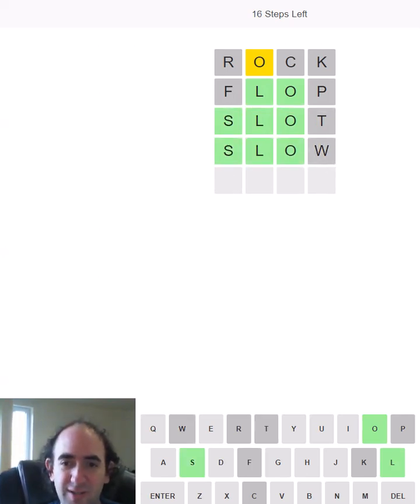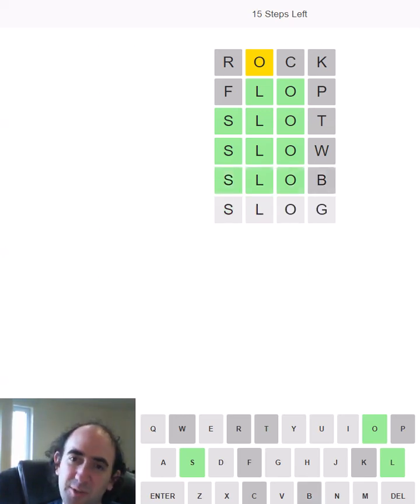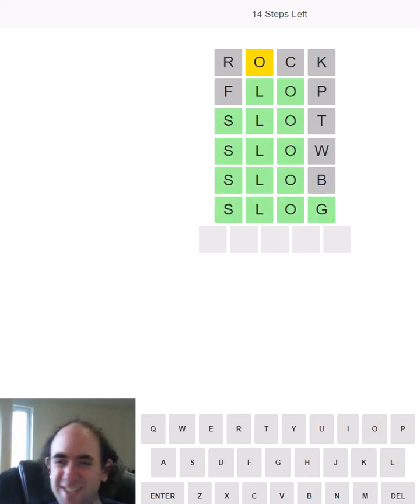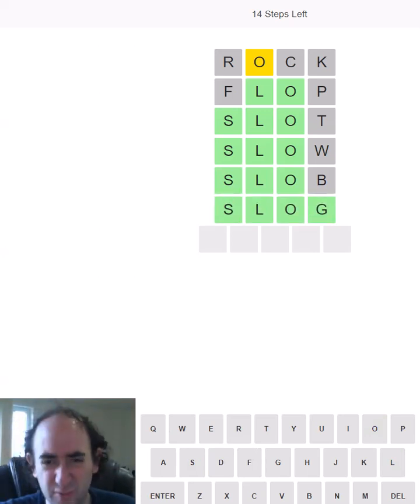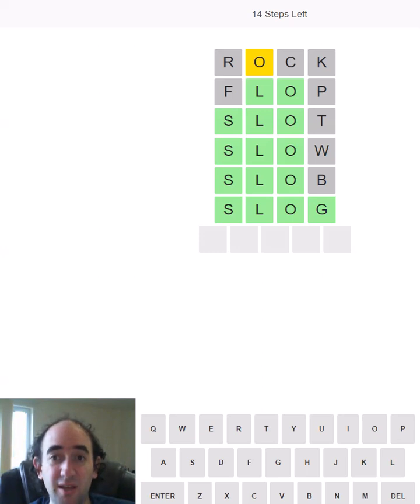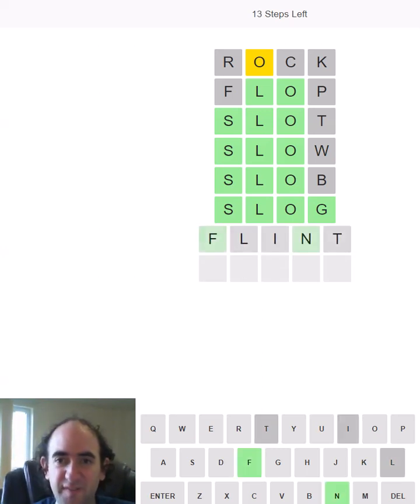Oh, I shouldn't have slowed down. And I shouldn't have been a slob. Let's hope the rest of the words are not a slog. It could have been an E at the end as well, but I thought that was a less common word. But it took me long enough to get the G. Anyway, let's move on to flint.